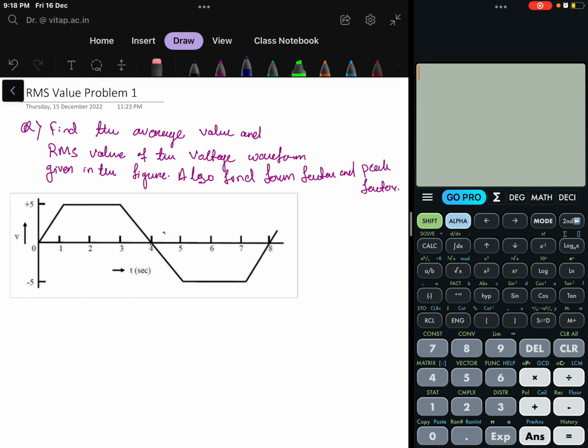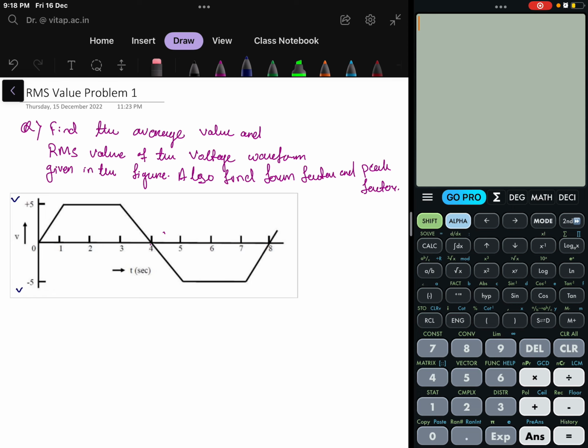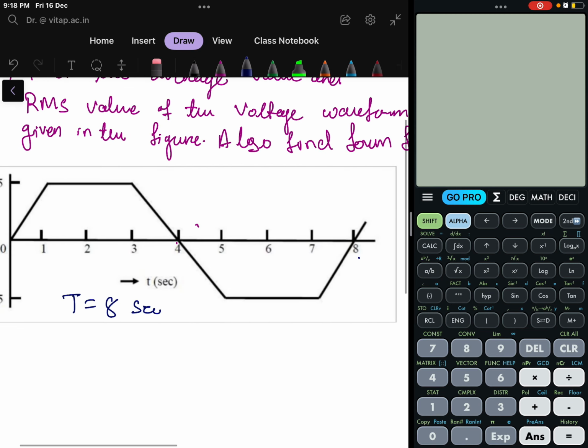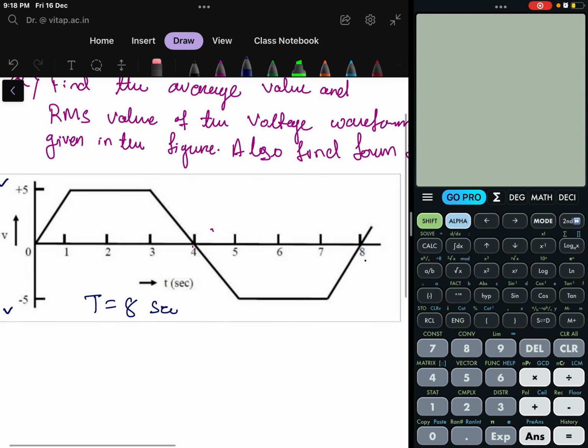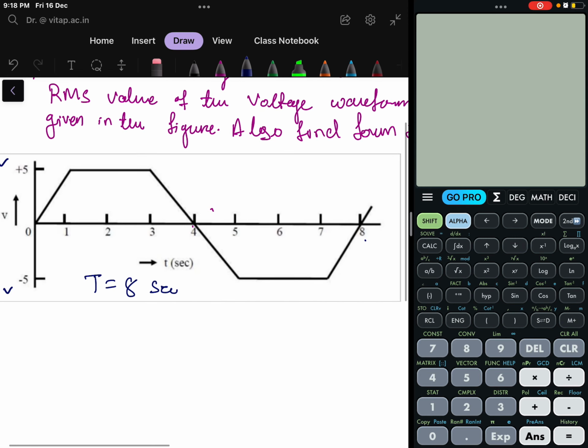First of all, in this problem we need to know the time period of this waveform. The voltage amplitude is given as plus 5 volt and minus 5 volt, and the total time is T. So the time period is equal to 8 seconds, that is what is given in this question. Now one thing we can see here: this wave is symmetric about the 0 axis.